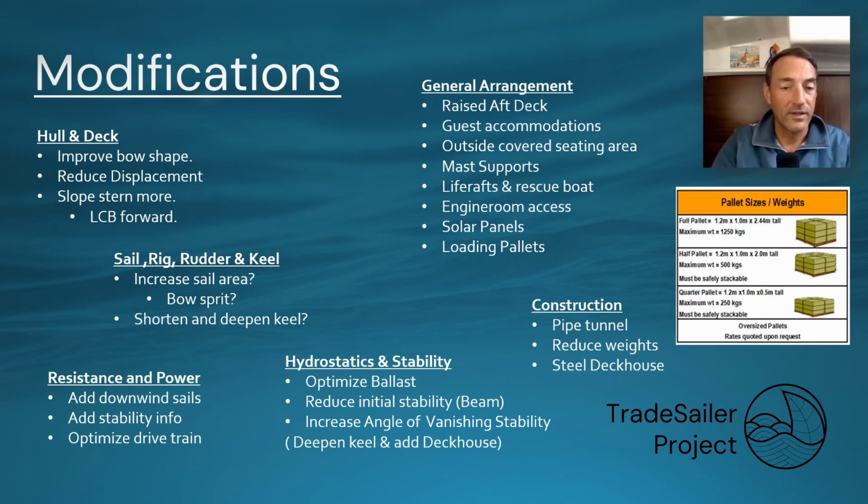Resistance and power: I've got to add downwind sails to the prediction. This will give a more total image of the boat's ability to sail in all directions. Add stability information also in the calculation, which will help give a more realistic image. And I want to optimize the drivetrain, so maybe go to a slightly smaller electric motor. We've got more info now, and I've actually found another company that does this size of electric propulsion systems, so it'll be interesting. I'll contact them as well.